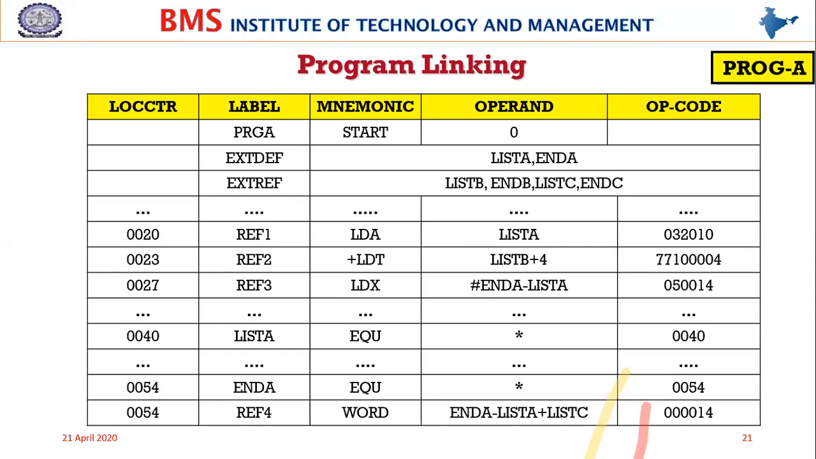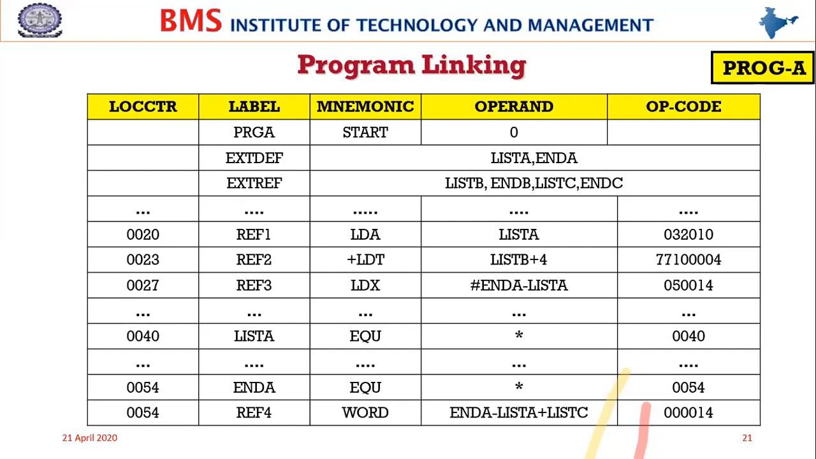But this needs a modification record. So for this control section, 2 modification records are needed, one for list B, one for list C. Making it clear? So we get a modification record only when we have an external reference, and this has to be resolved by your program linker during link. So list B is an external reference, list C is an external reference. These 2 need to be resolved, so we're going to add a modification record for this.